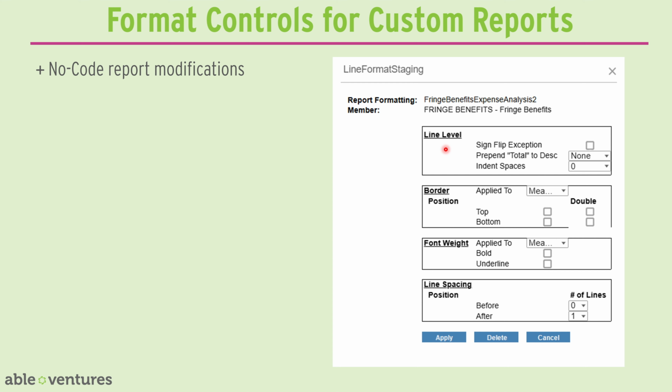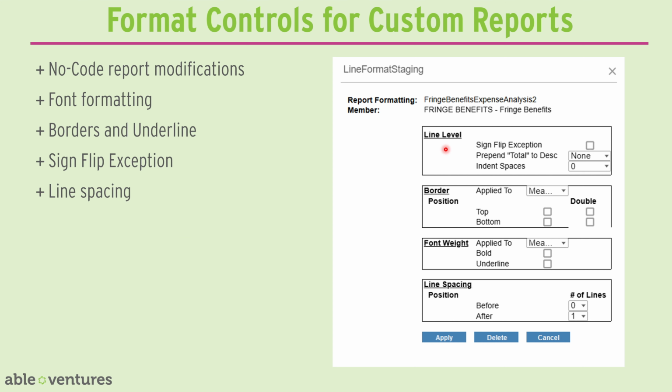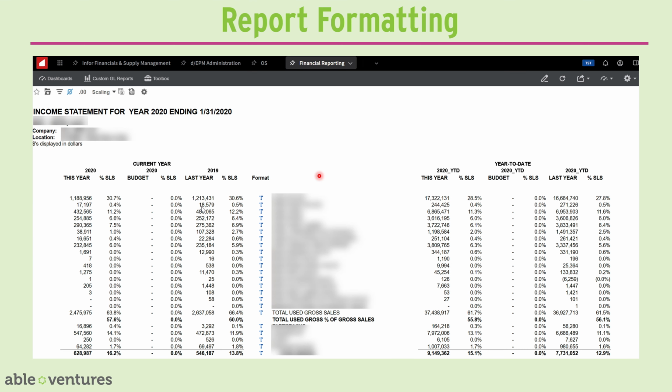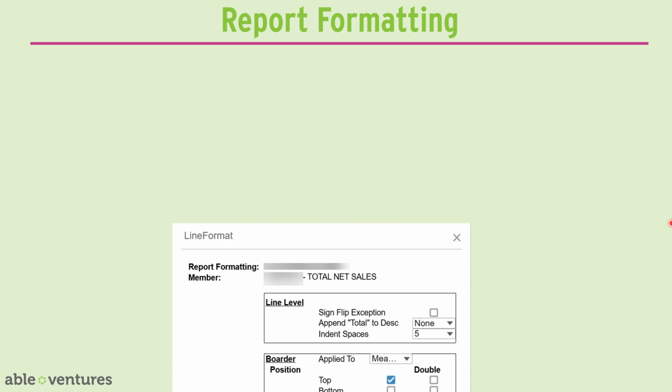On that previous report that I showed you, what we wanted to do here is put a space between those two lines. We want to give the total gross sales a bold and underline all the measures in that line. And so simply by setting these few attributes and clicking apply, we are then able to add a space after the total gross percentage of gross sales.